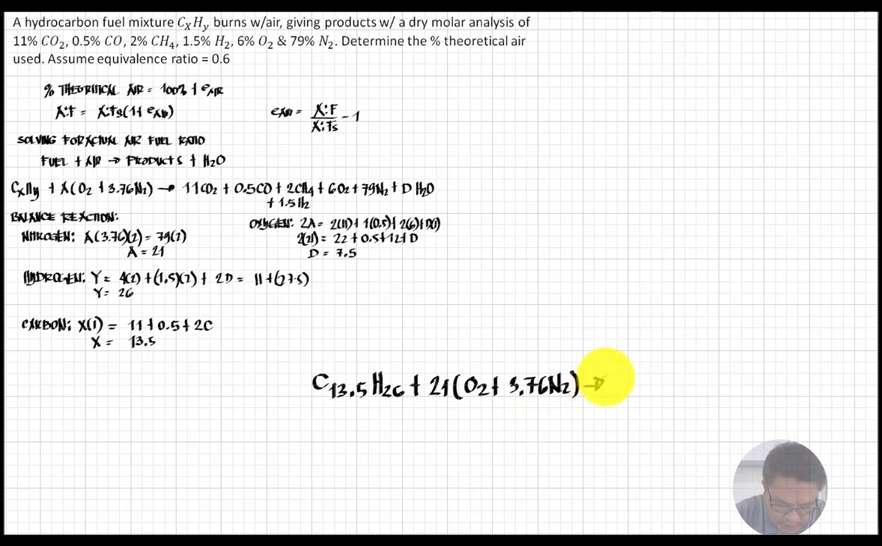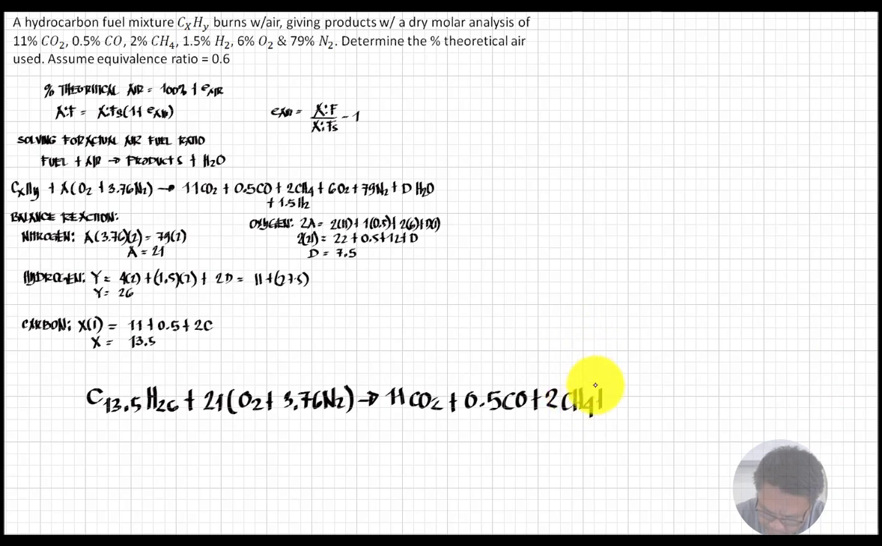Then for the product, we have 11 CO2 plus we have 0.5 CO plus 2 CH4, then plus 6 O2, then plus we have your 79 for your nitrogen, N2, then plus the value of your D, so the value of D is 7.5, 7.5, so we have for the H2O.